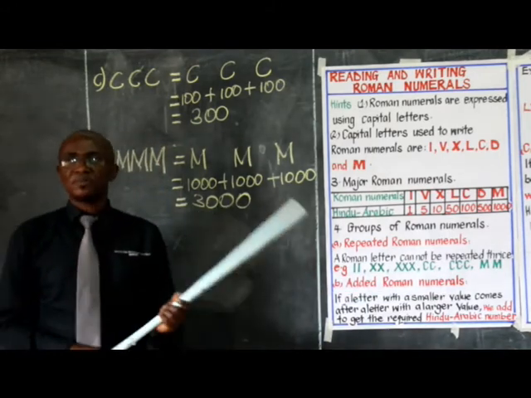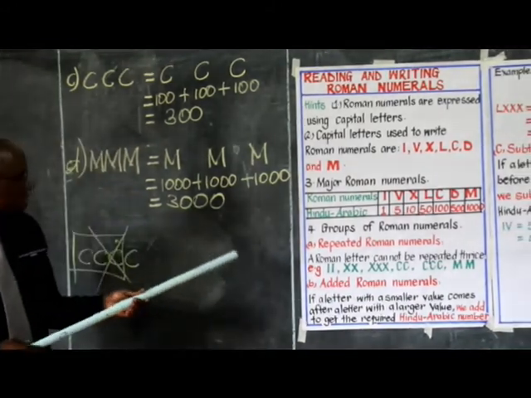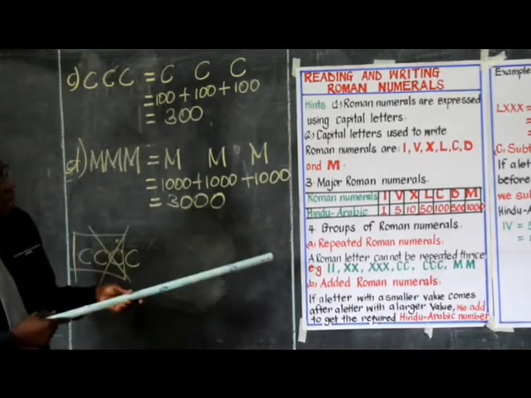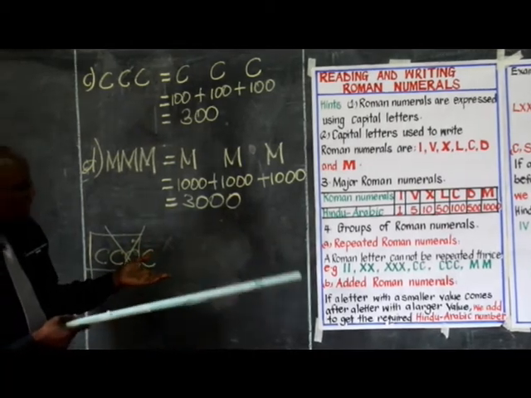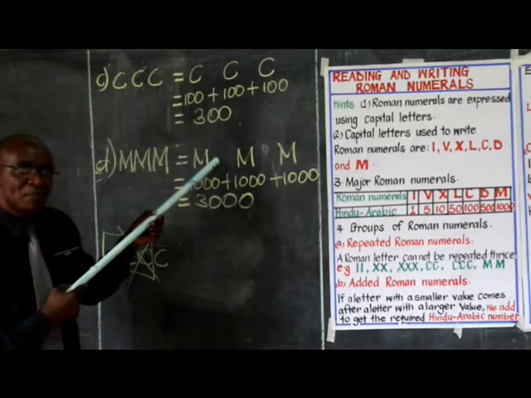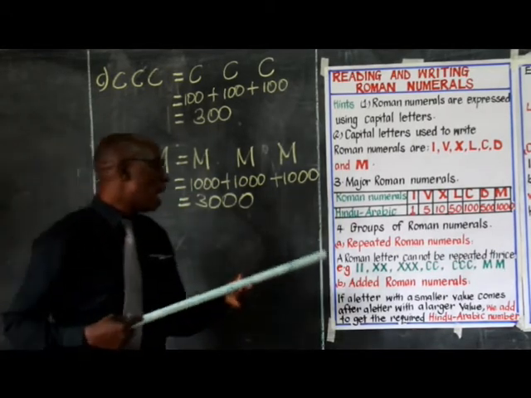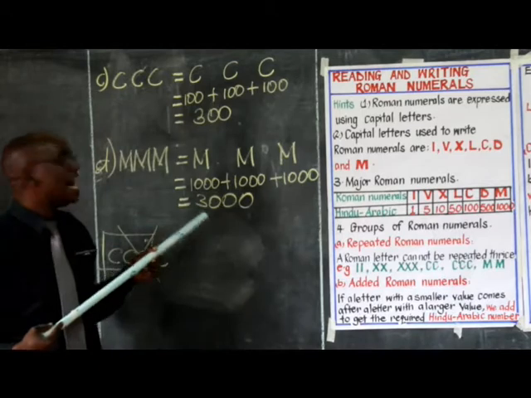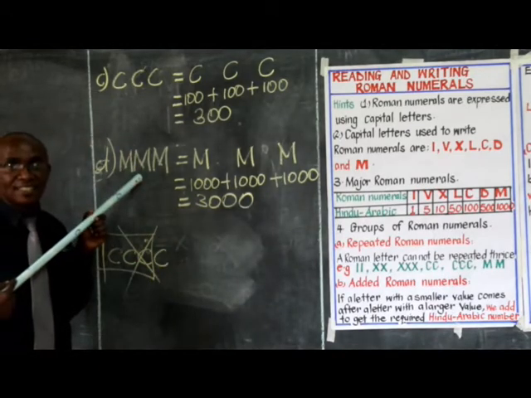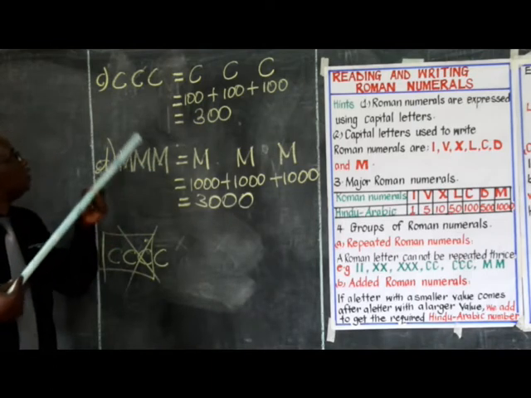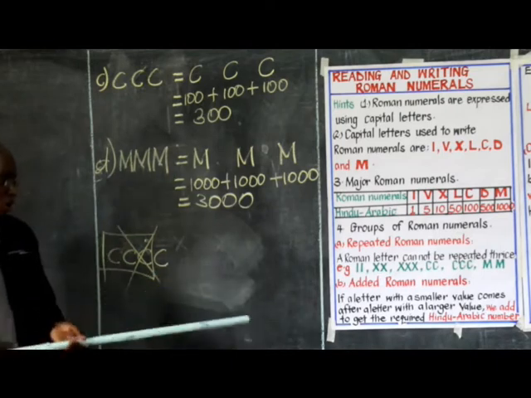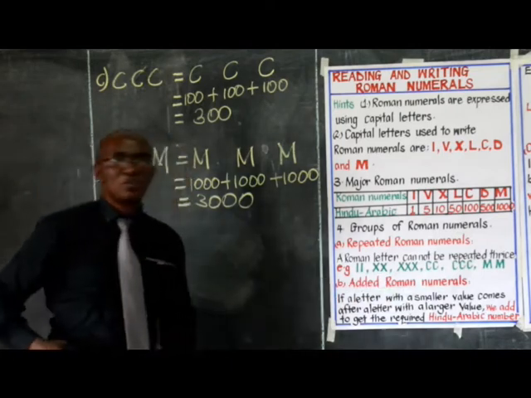added Roman numerals. And the added Roman numerals, in fact, the very good examples are these. Even here we added, but remember these are grouped under repeated. But then there are those which we add, whereby you are not adding a similar letter. The repeated ones, we are using one letter only. You realize here it was C, C, C, here it is M, M, M.